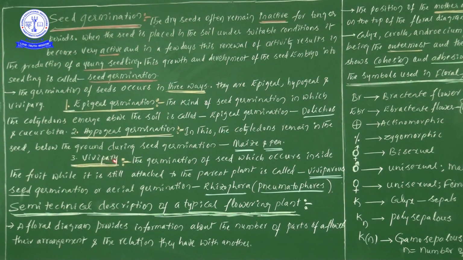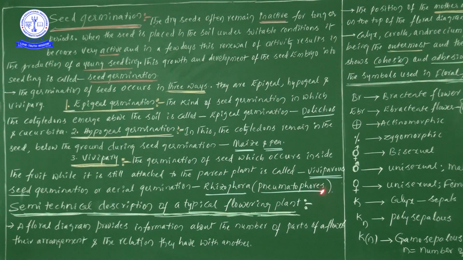Next one, the viviparous condition. There, seed germination takes place within the fruit when the fruit is attached to the parent plant. That kind of condition we will call viviparous seed germination or aerial seed germination. Best example: Rhizophora, and this example comes under pneumatophores.